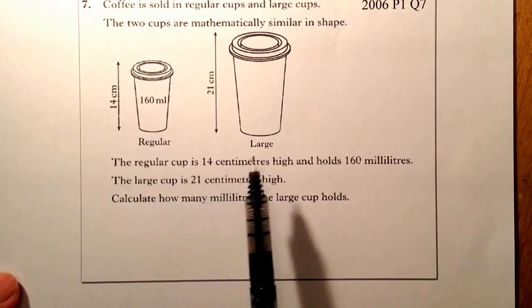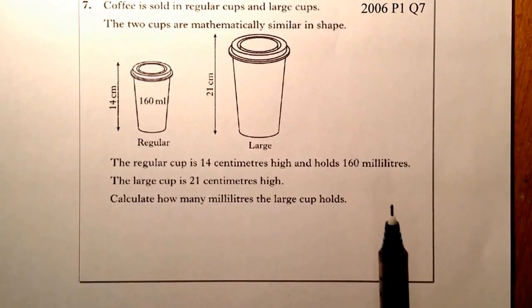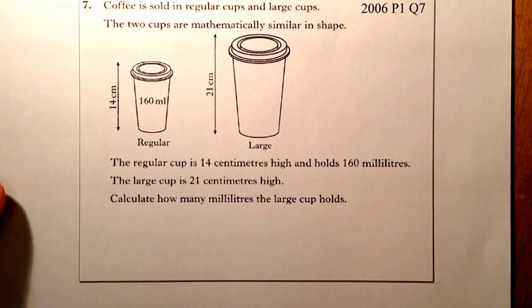The regular cup is 14 centimetres high and holds 160 millilitres of water. The large cup is 21 centimetres high. Calculate how many millilitres the large cup holds. Right, so let's go ahead and go for this question here.